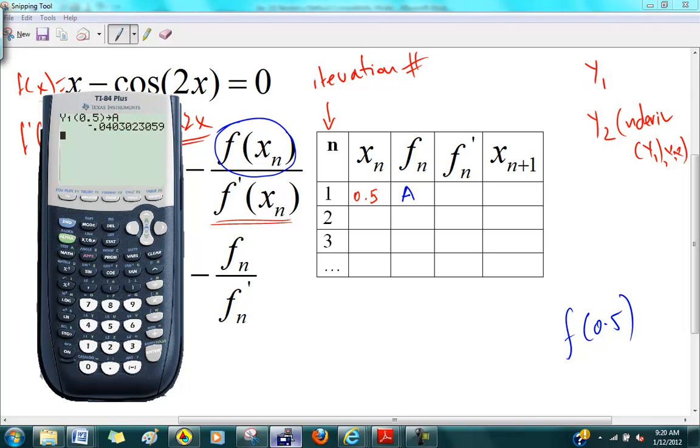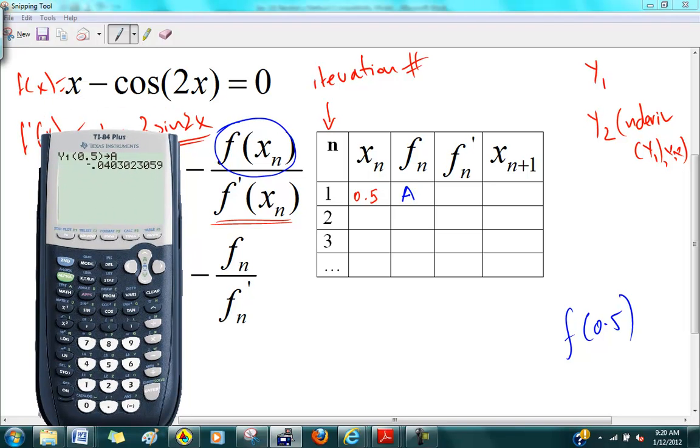Well, make sure you're in radian mode. Am I in degree mode? No. Okay. What do you have in y1? X minus cosine parentheses 2x. And then I get the derivative y1 x. And when you do y1, 0.5, you get.